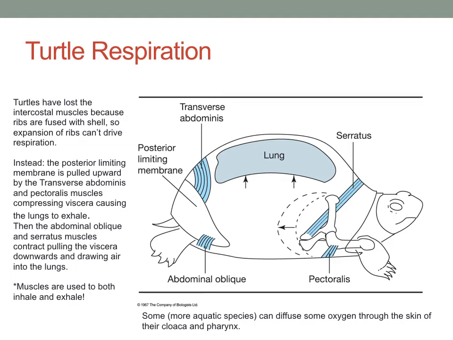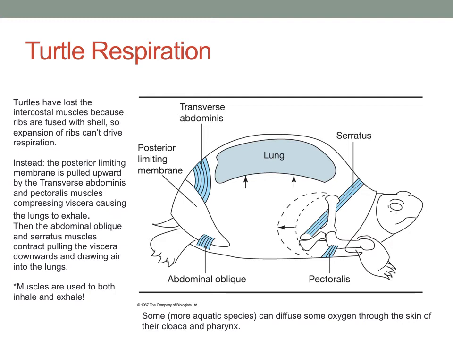Now, there are some turtles that are able to diffuse oxygen directly through their skin. This can happen either in the cloaca or the pharynx. And as much as 10% of their oxygen needs can be dissolved directly through the skin in this fashion. But that's certainly not a trait that you find in all turtles. Mostly it's turtles that are predominantly aquatic.